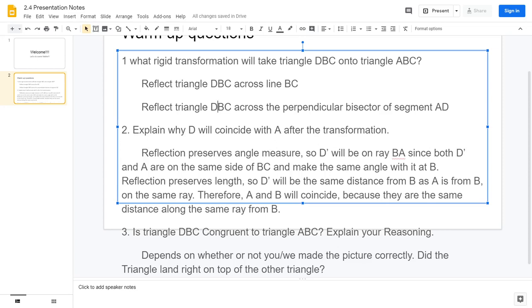And since those angles are the same in both of those triangles, instead of going away from A, it'll go right at A. It'll make the same angle at B. So then reflection is also going to preserve the length, so D is going to be that same distance from B as A is, on the same ray. So A and D should coincide, because of the same distance along that same ray from point B.